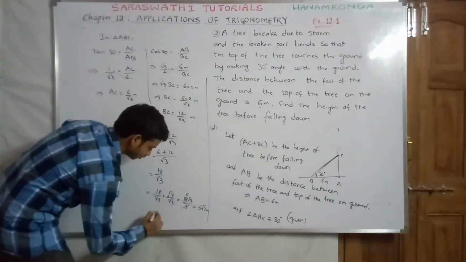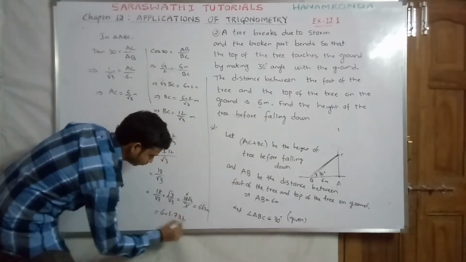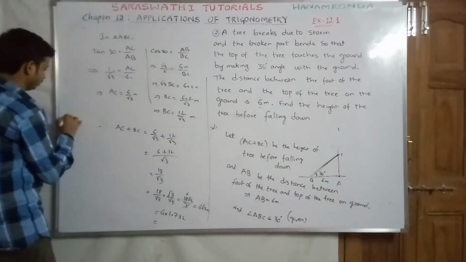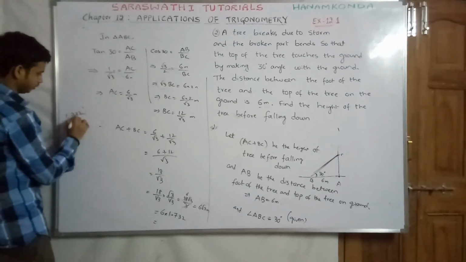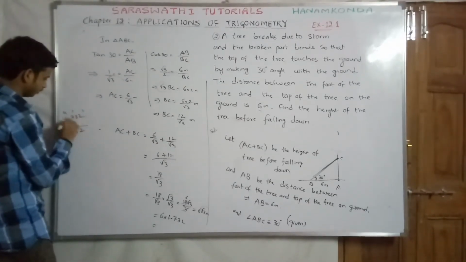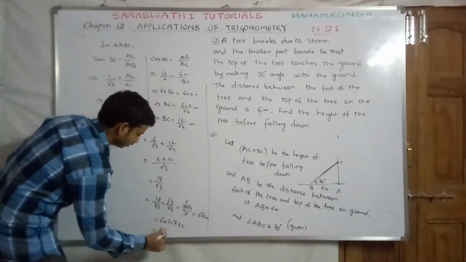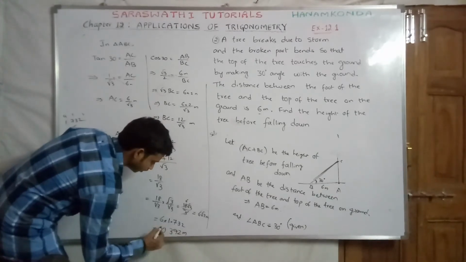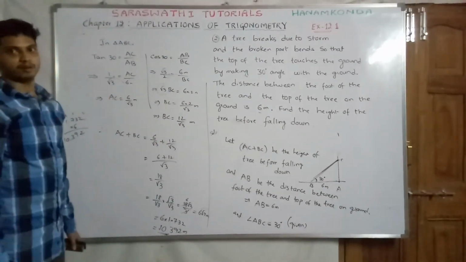If we multiply 6 root 3, that means 6 into root 3, we can take the value as 1.732. So 6 into 1.732 gives 10.392 meters. So this is the height of the tree before falling down. So this is the answer.